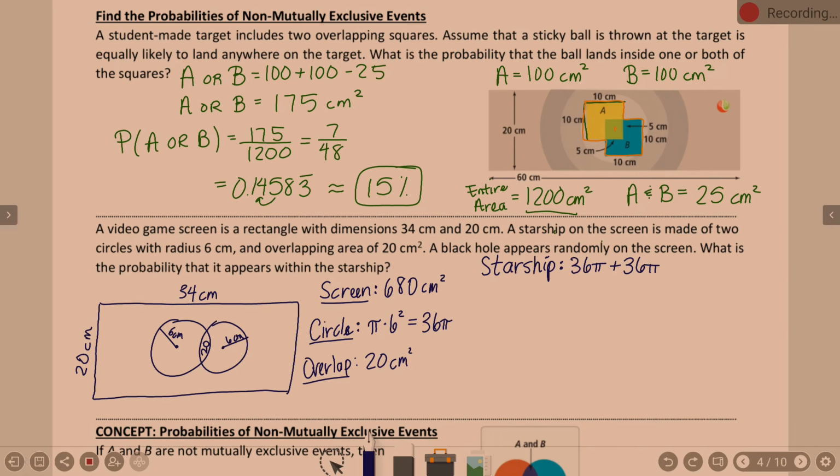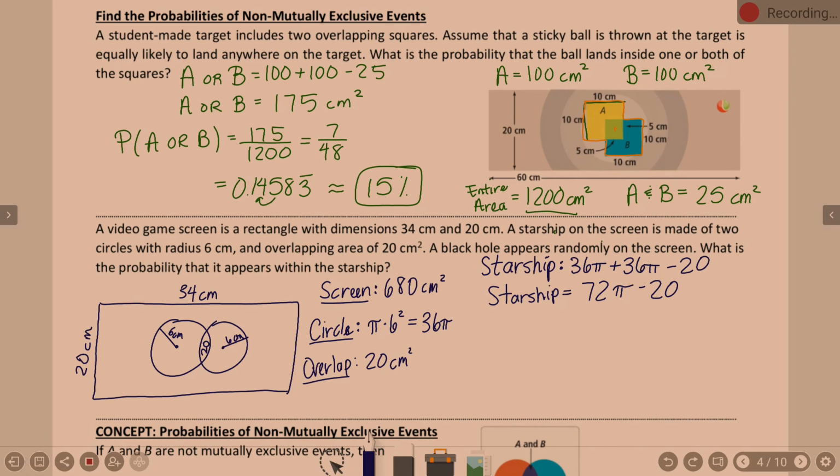What else do we have to do, though, for the starship? These circles were overlapping, so we have to subtract 20. So the area of the starship is 52 pi? Not exactly. 72 pi minus 20. Think like terms. They're not like terms. Now, if you are not caring for my 72 pi, you can turn it into a decimal and give me one big decimal answer here. I'm good, but in all honesty, I can enter this in the calculator in a moment just as easily as I can the decimal. Either way, you're going to have to do the math.